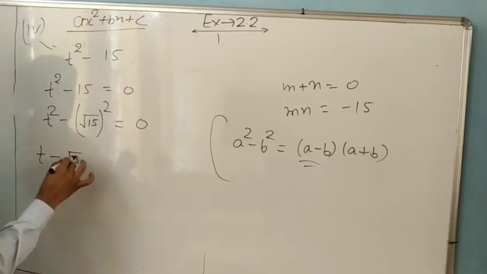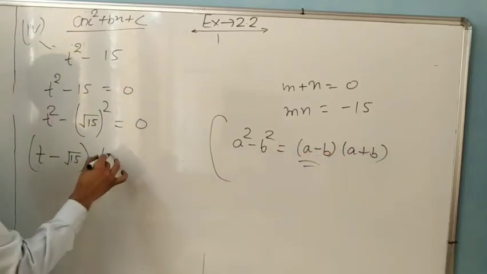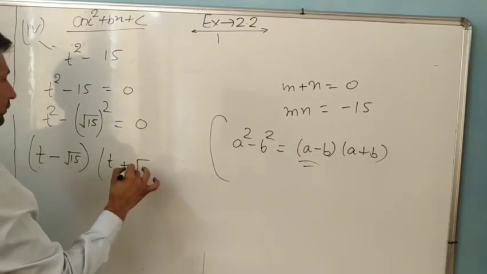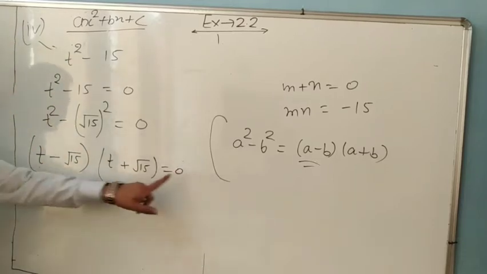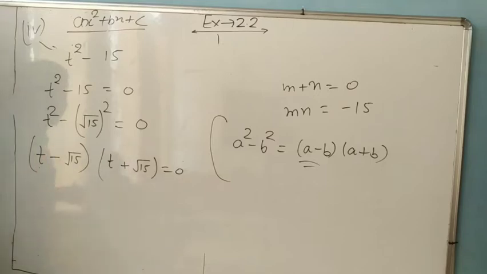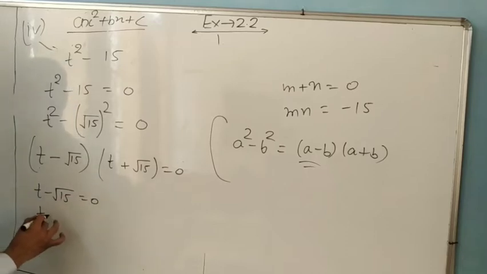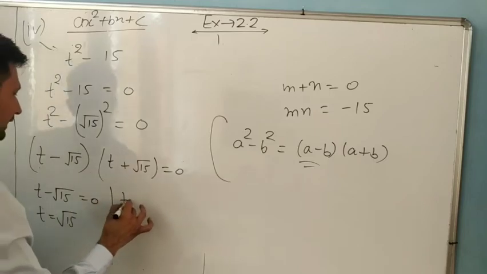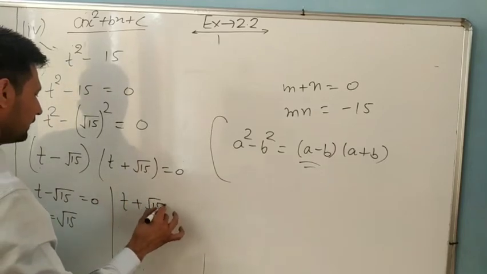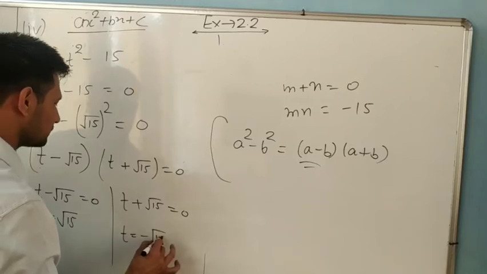Root 15 bracket closed, A plus B, T plus root 15. And again, the product of two numbers is 0, so either the first is 0 or the second is 0. If the first is 0, T minus root 15 equals 0, so T equals root 15. And T plus root 15 equals 0, so T equals minus root 15.